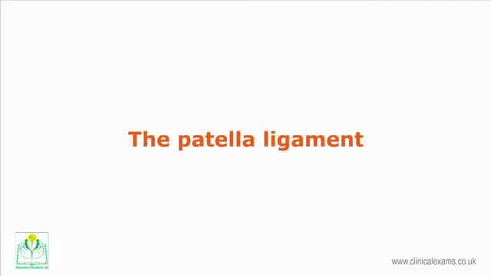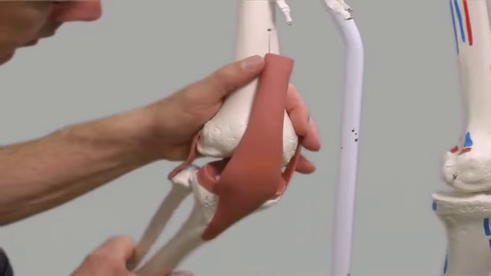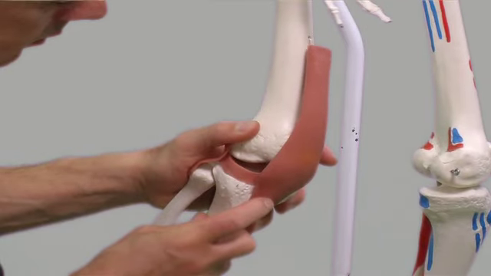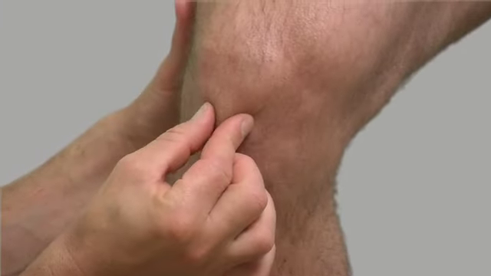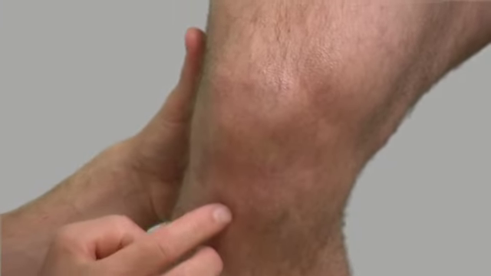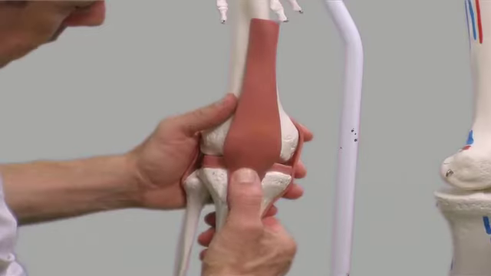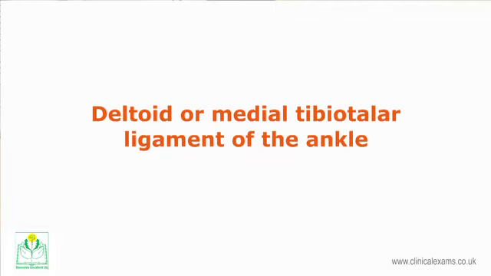The patella ligament. The patella ligament is best demonstrated with the knee at 90 degrees flexion so that the ligament becomes taut and prominent. It starts from the pointed inferior border of the patella and connects to the tibial tuberosity. Placing modest pressure with your thumb demonstrates a springy sensation.